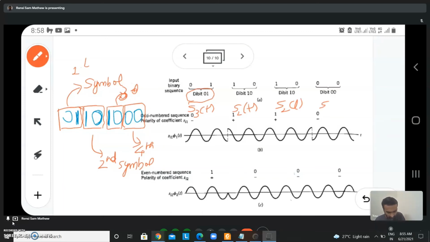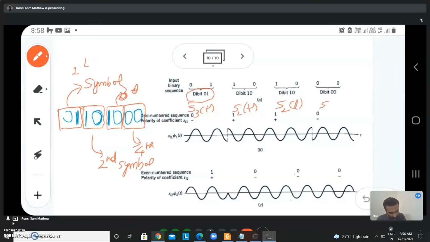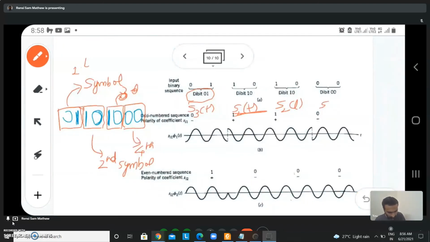is S4. Sorry, I am entirely wrong. Did I make a mistake? 1 0 is S1 of t, sorry. S3 of t, then we transmit S1 of t, again S1 of t, and then S2 of t.